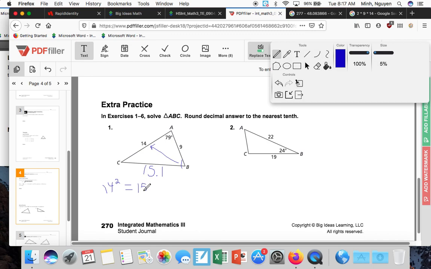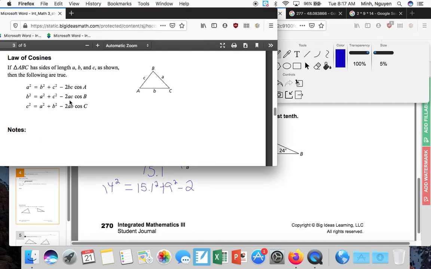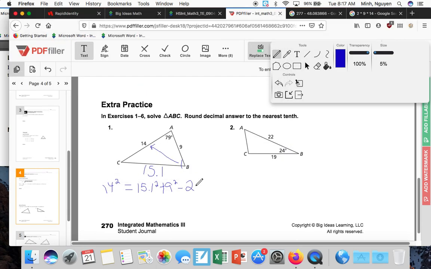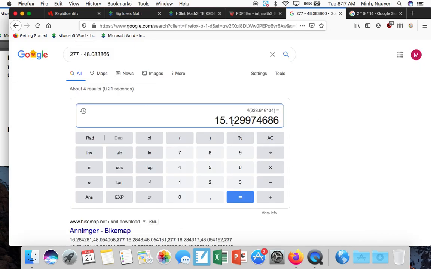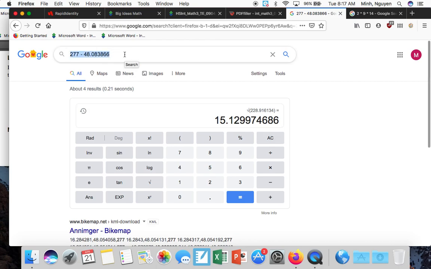So 15.1 squared plus 9 squared minus 2. AC again comes directly from these two, so you just have to write it over again. 15.1, 9, and lastly cosine angle B. Whew. So let's do this bit by bit.